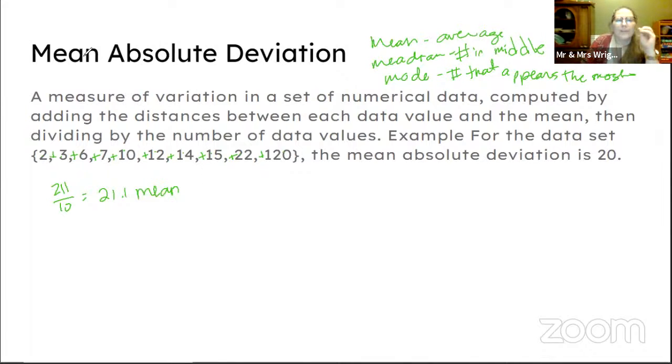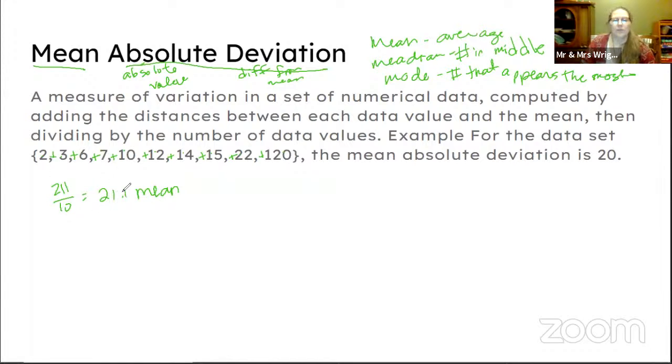So now the mean absolute deviation says, okay, well, mean means we're going to find the average of something. What are we going to find the average of? The absolute deviation. So absolute means absolute value, which means none of our answers are going to be negative. Deviation is the difference from the mean. All right, so if 21.1 is our mean, we're going to take each piece of this data and subtract it from the mean.